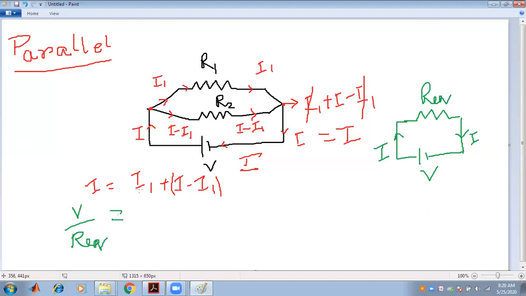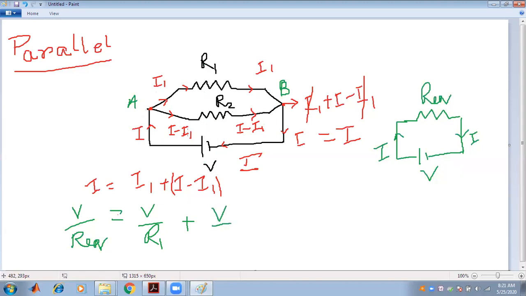What is the I1? I1 can be written as follows: the voltage across the two points remains the same. Say this point is A and this point is B, and the voltage across them is V. I1 is the current flowing through R1, and the voltage at A and B is V, so I1 is V by R1. What is I minus I1? I minus I1 is the current flowing through the resistance R2, and the voltage difference between the A and B points is V.